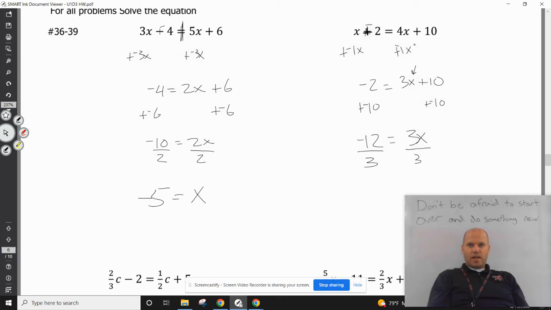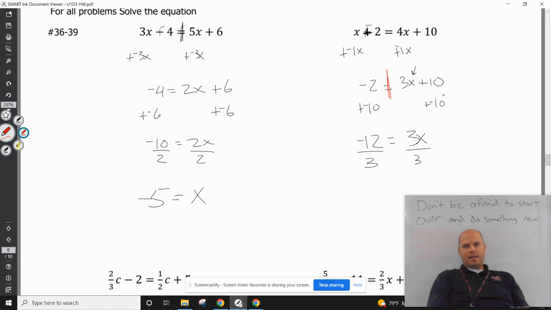I move the x's over here. I eliminate it from here. They remain on the right side. Don't worry about this 2. This 2's not bothering anything. Here's the wall. The 10's bothering the x. The 3 is what's doing that. The 3's multiplied by the x. 10 is adding. Undo by doing the opposite.